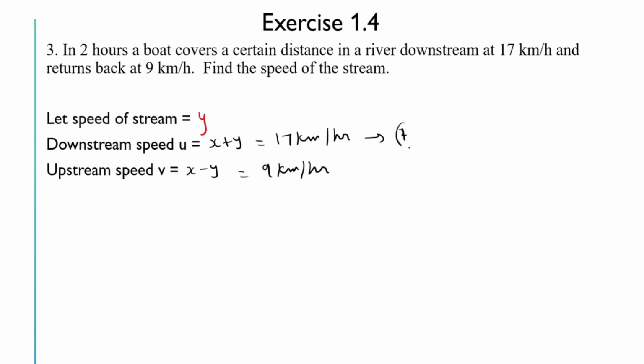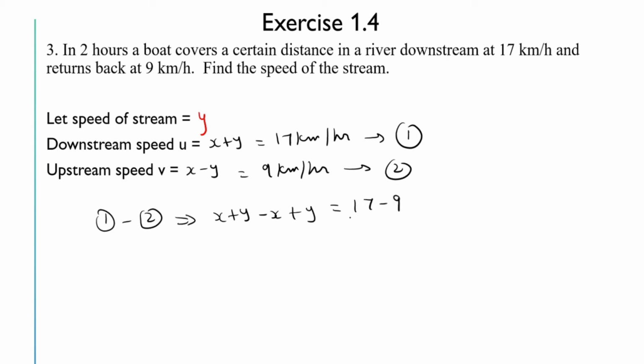So we can find y by subtracting 2 from 1. So we have 1 minus 2 will give x plus y minus x, minus of minuses plus y, is equal to 17 minus 9. So we have 2y is equal to 8, or y is equal to 4 kilometers. So we have got the speed of stream as 4 kilometer per hour.